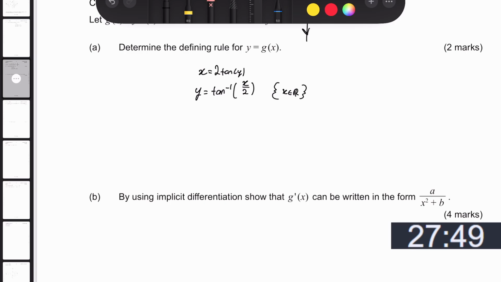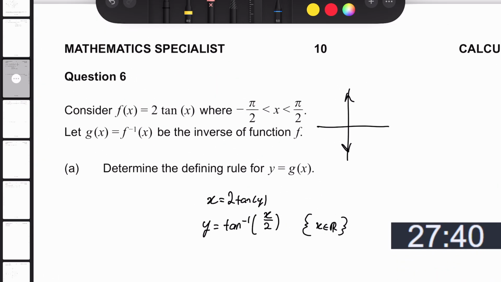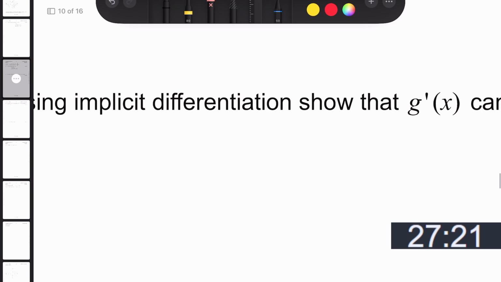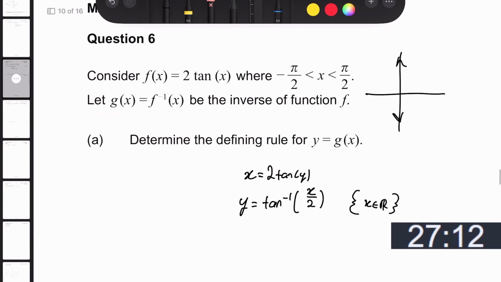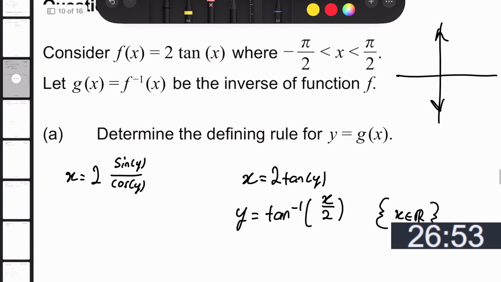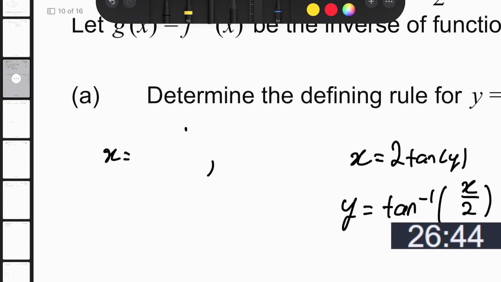By using implicit differentiation, show that g dash can be written in the form a over x squared plus b. Wait, inverse implicit differentiation of an inverse tangent of x. Is there another way to do it? So let's say x is equal to, I don't know, 2 sine of y or cosine of y. It would just be the inverse tan of x, right? Inverse function of f of x. What?